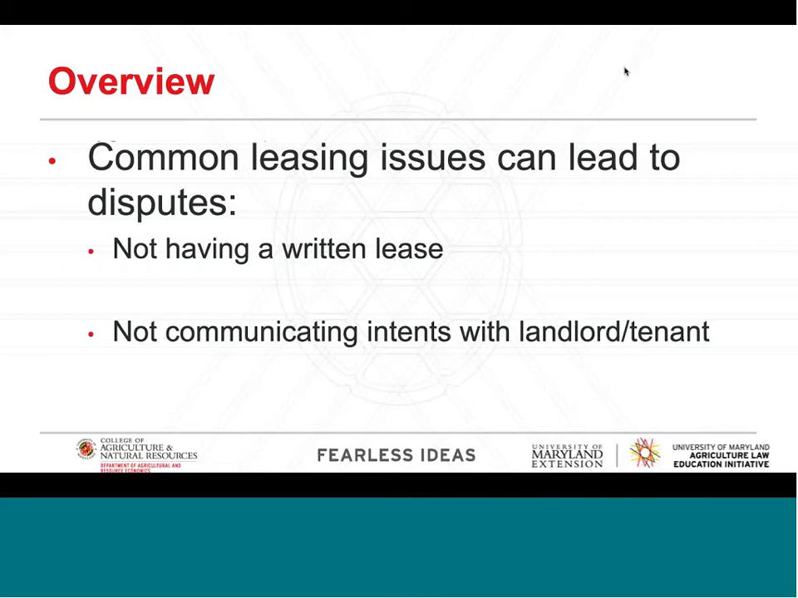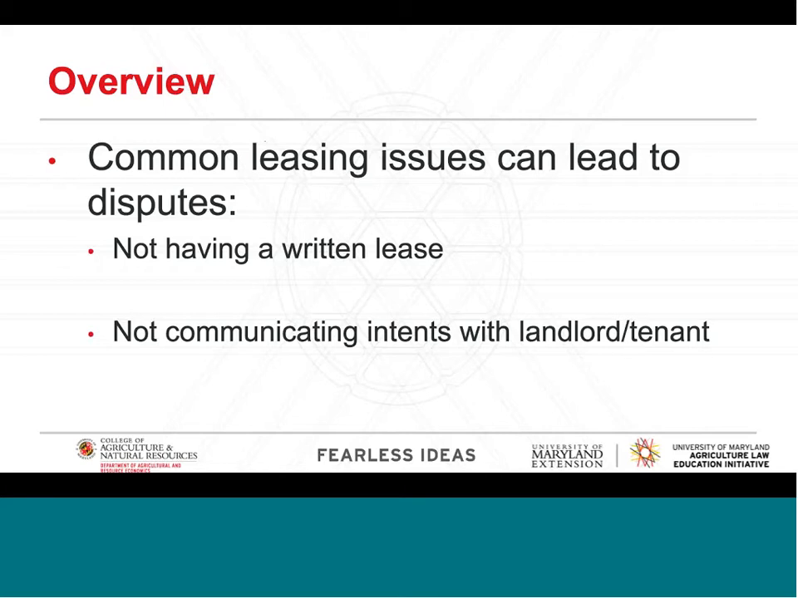With no written lease, we may have ag leases that started 20, 30 years ago and have continued on. Parties involved in the lease may have passed away, and it may be really hard to figure out who is doing what in the lease and what should be going on specifically. In that case, especially when the next generation takes over and memories become faulty over time.